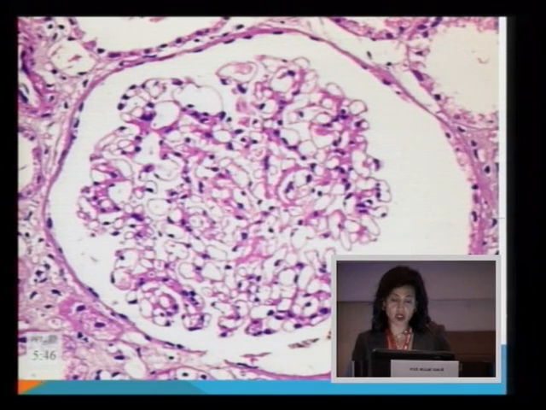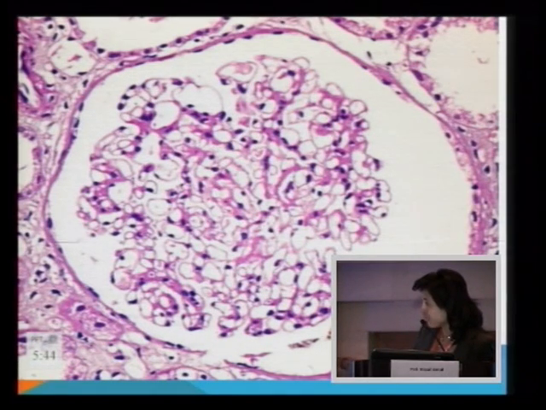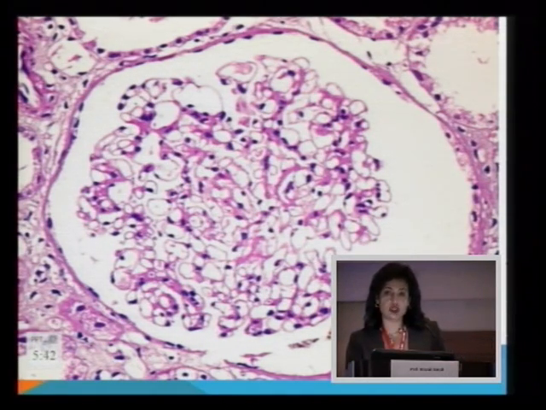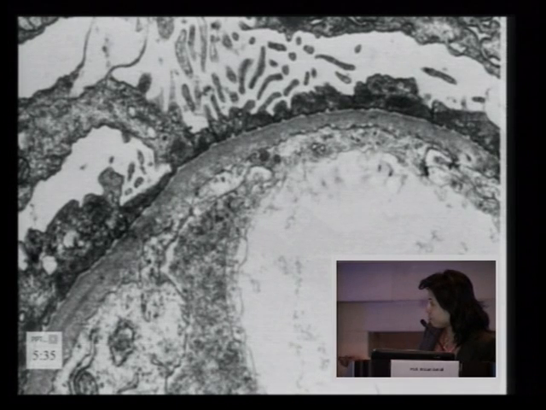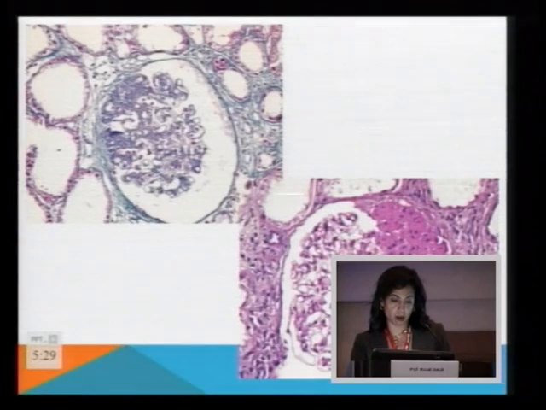Again, this is electron microscopy. This is a normal glomerulus, and this is what we call minimal change disease, or no change under light microscopy if we are not doing electron microscopy. And this is the effacement of the podocytes. Instead of being separate and having gaps between each other, they are just one block.